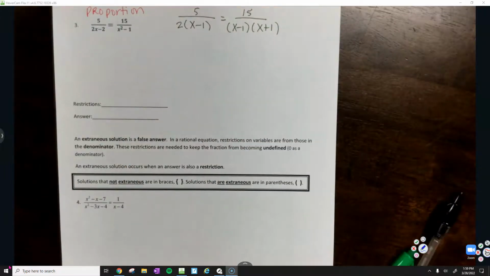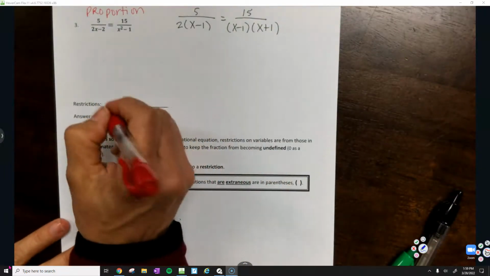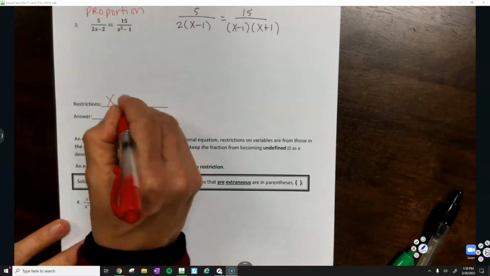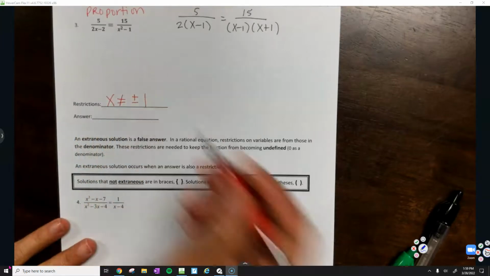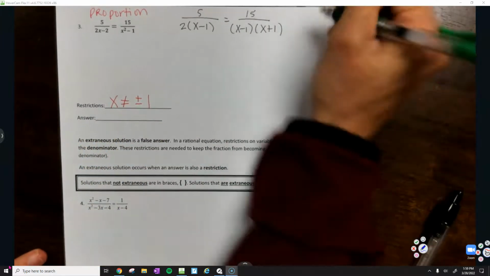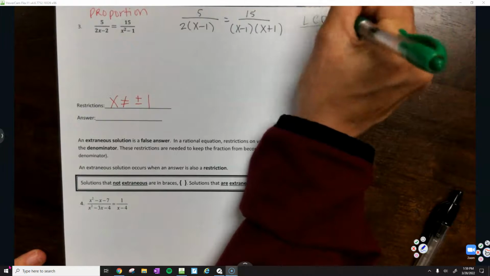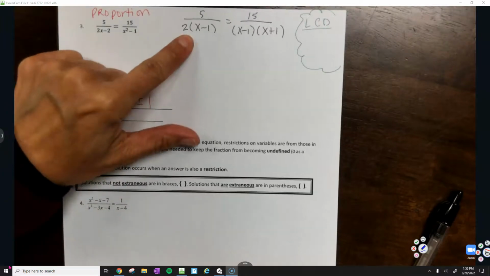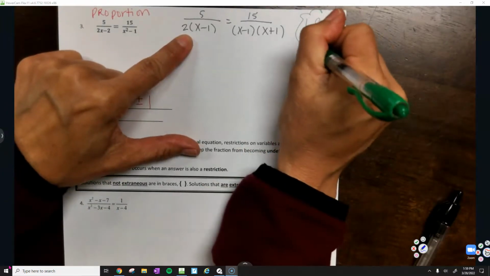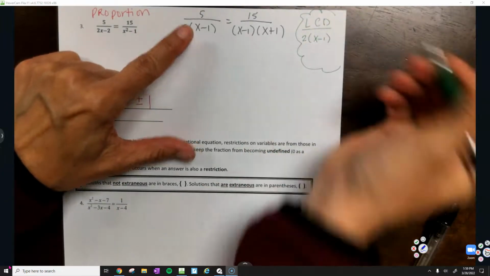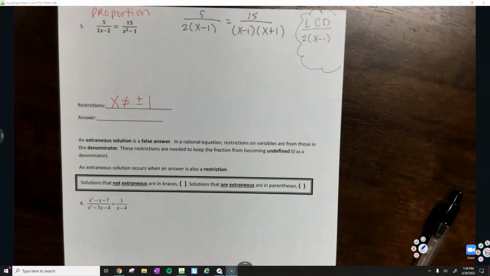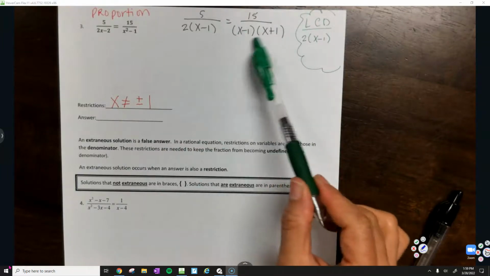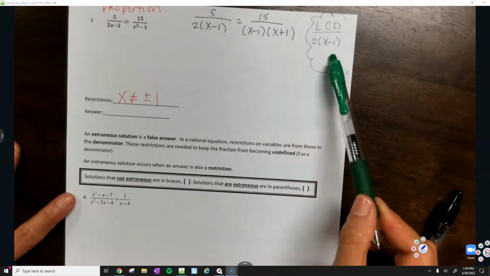All right. Now that I've factored, it's clear to see what my restrictions are. X cannot equal a positive or a negative 1. Now we're going to multiply both sides by the LCD when we find it. So remember, to find the LCD, you copy down the first denominator. Don't even think, just copy down the first denominator. You think when you go to the second fraction. Y'all, the second fraction, the only thing we need to add is the x plus 1.